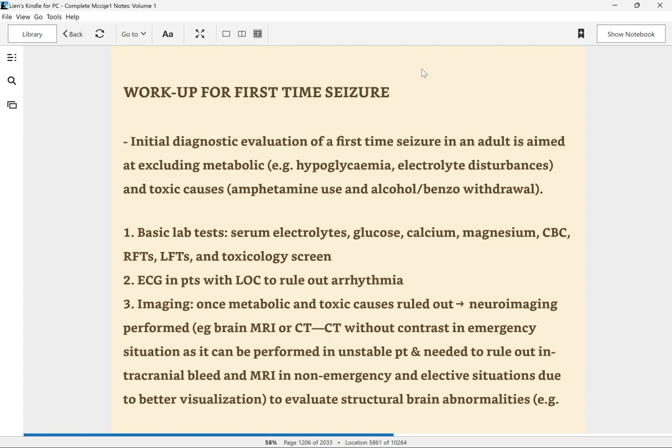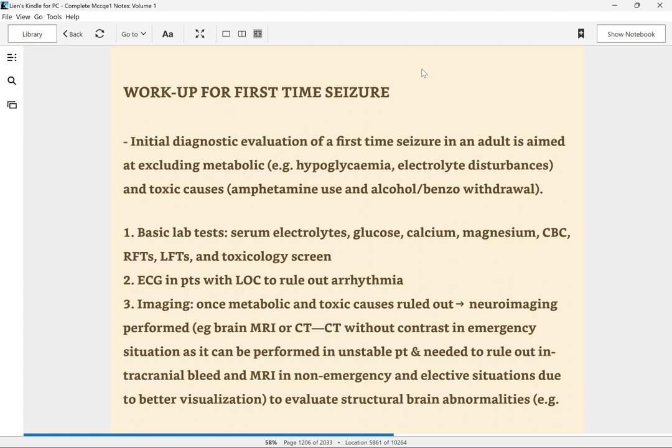Hypoglycemia, electrolyte disturbances, and toxic causes, amphetamine use and alcohol/benzo withdrawal. 1. Basic lab tests: serum electrolytes, glucose, calcium, magnesium, CBC, RFTs, LFTs, and toxicology screen. 2. ECG in patients with LOC to rule out arrhythmia.